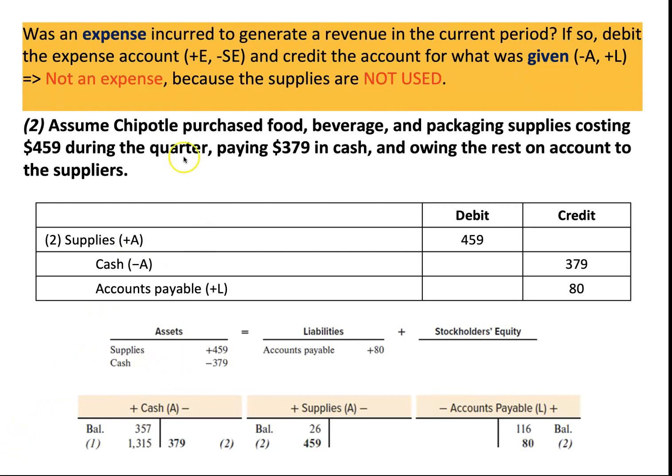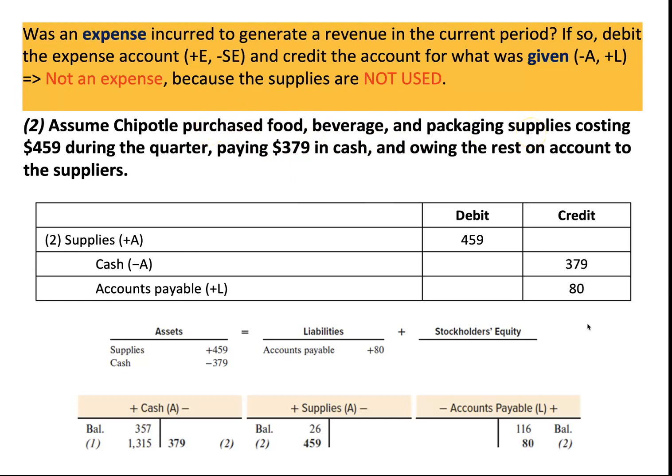Now let's look at another example. In this example, Chipotle purchased food, beverages, and packaging supplies, costing $459 during the quarter, paying $379 in cash and owing the rest on account. So is this a revenue? No, you didn't sell anything, right? You didn't exchange food or goods for future resources. Is this an expense? Did you use anything for generating revenue? The answer is no. There's nothing used or spent to generate the revenue. You just purchased some supplies.